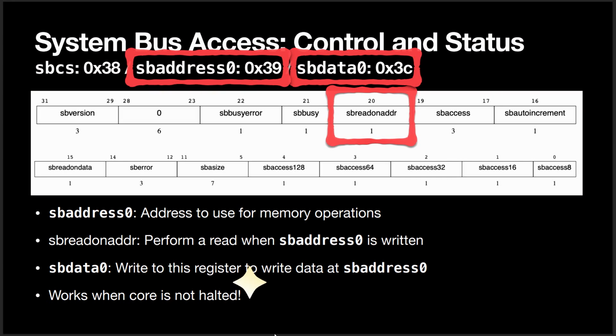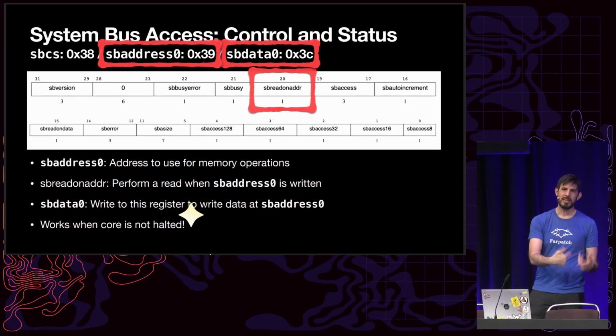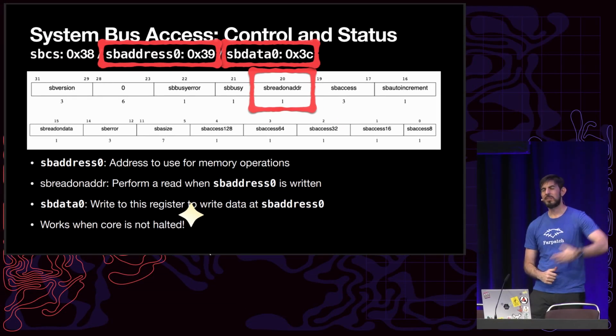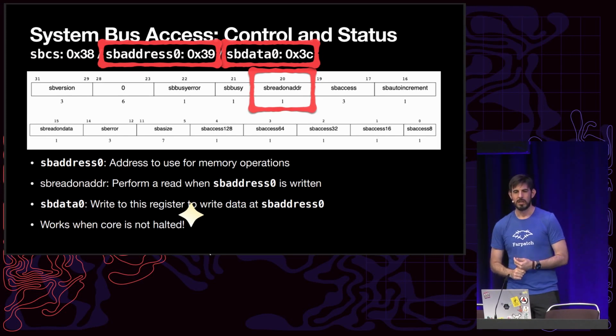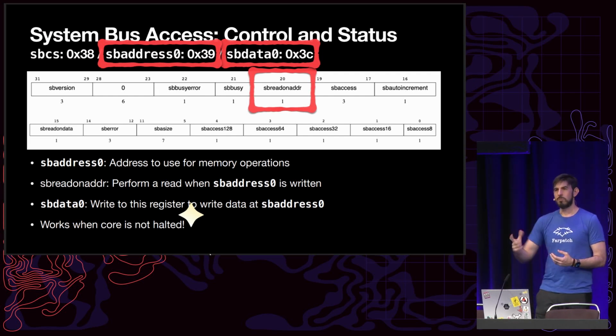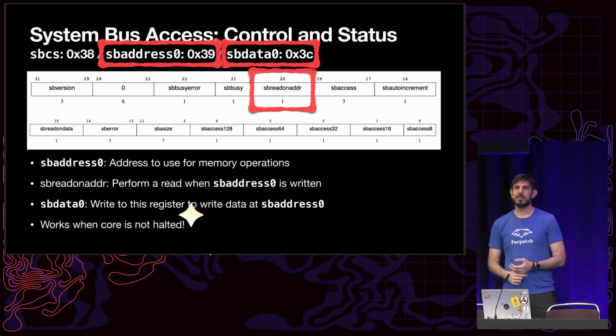It's very similar to the other 2 in that you would have SB data 0, which is where the data gets read to or written from. You have the address at another address, SB address 0. And you could set all sorts of things, like when you write to the address, read from that value and stuff it in the data register. Otherwise, if you write to the data register, that gets sent immediately to the address that is currently in address.